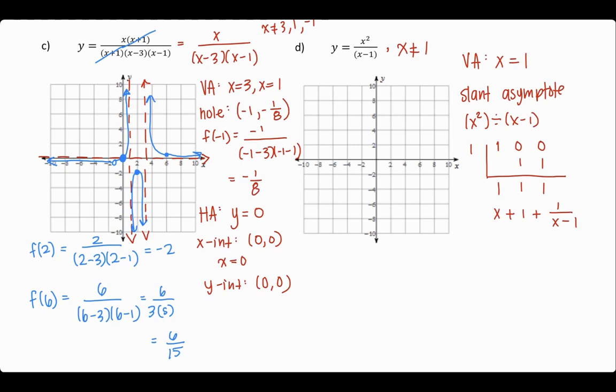So what is the equation of my slant asymptote? Is it just x plus 1? Is x plus 1 an equation? No. Yeah, so y equals x plus 1 is my slant asymptote. Okay.